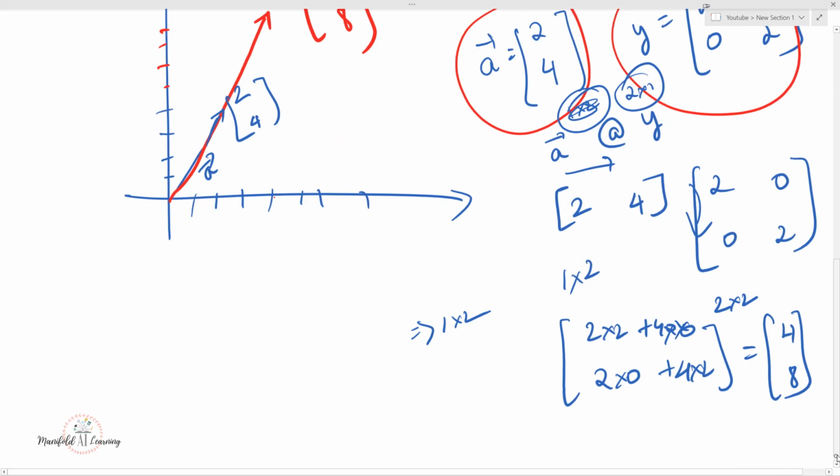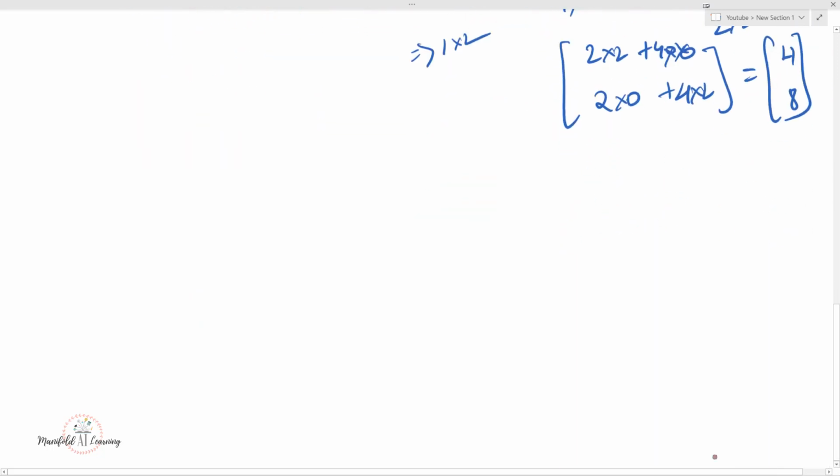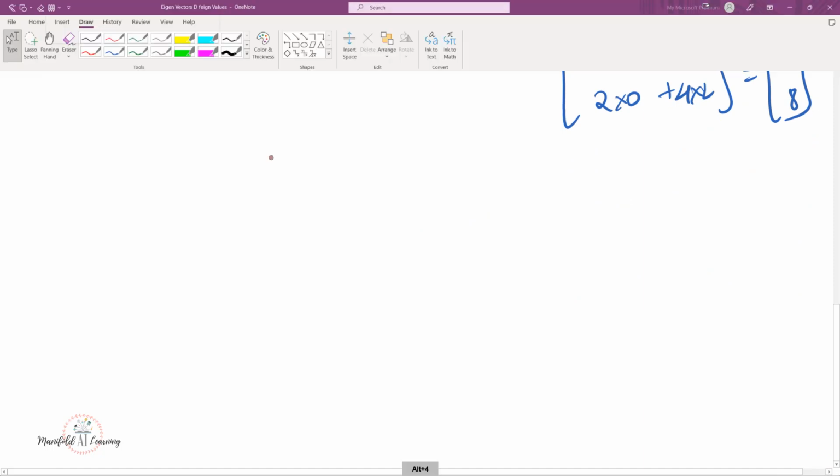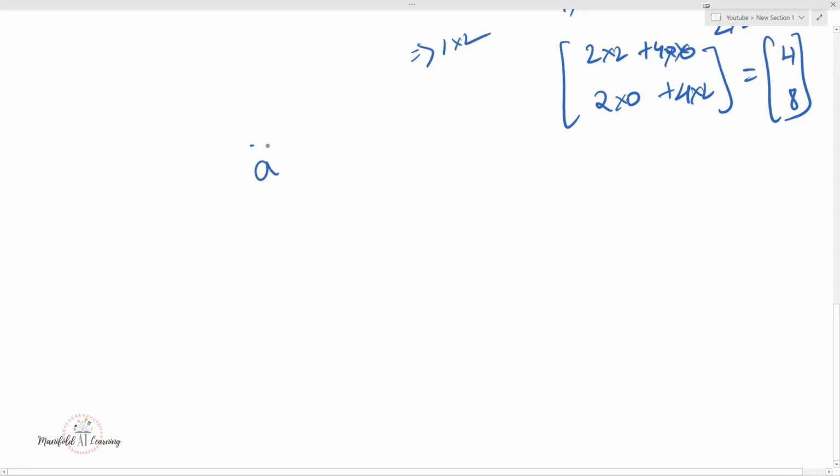Next, let's do one more thing. Let's use the same vector. The vector A is the same, so the vector A is given by 2 and 4.